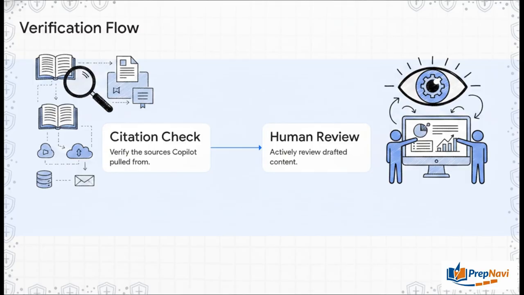The syllabus requires you to select verification steps appropriate to whatever specific task you're doing. Here is the highly actionable two-step verification flow you really need to master. Step 1, citation check. Whenever Microsoft 365 Copilot generates content, you've got to verify the sources it pulled from. Step 2, human review. AI is a copilot, it's not an autopilot. You have to actively review those drafted business insights before finalizing anything.